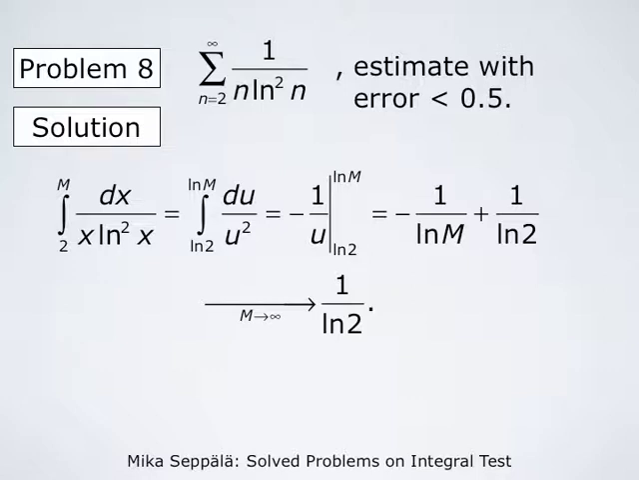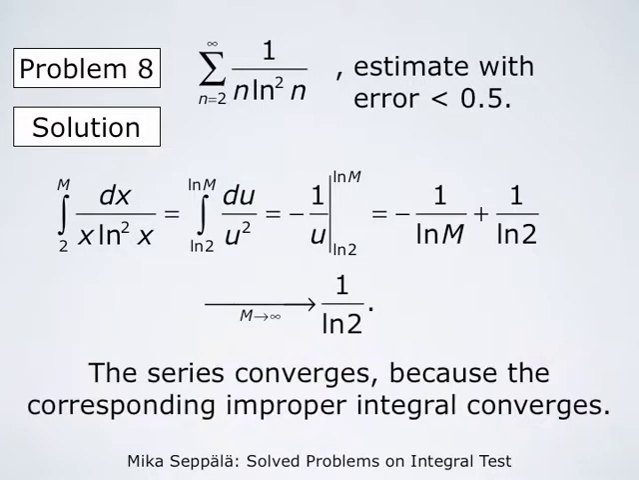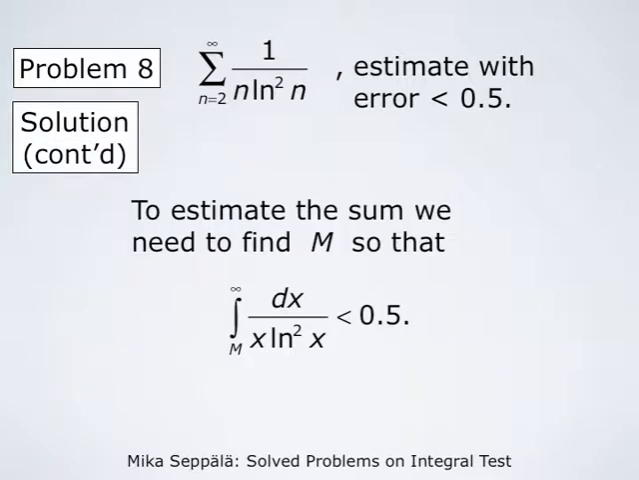We conclude that the improper integral from 2 to infinity of dx divided by x times ln squared of x converges, and therefore also this summation n from 2 to infinity of 1 over n times ln squared of n converges. Next, we estimate this with error less than 0.5.